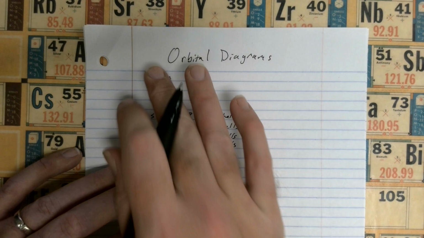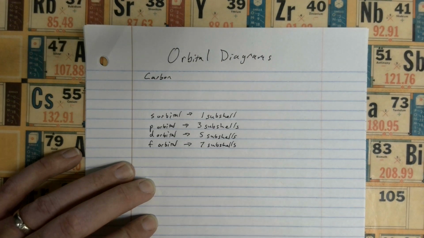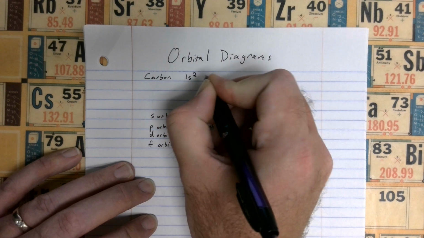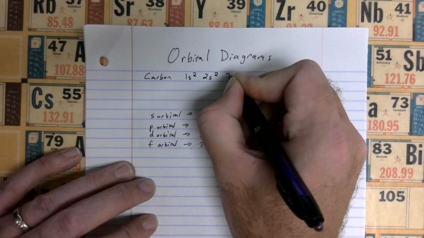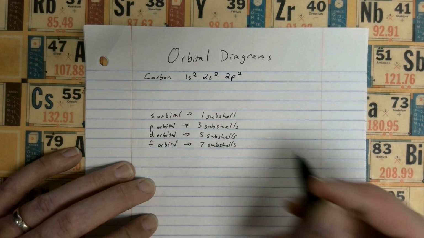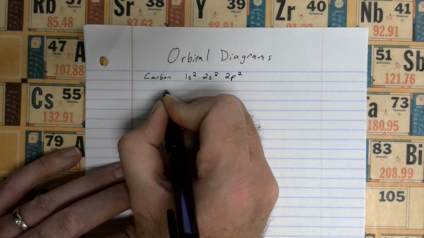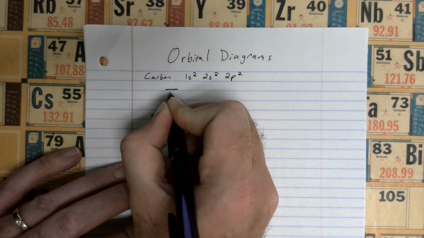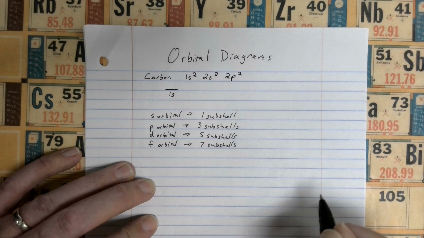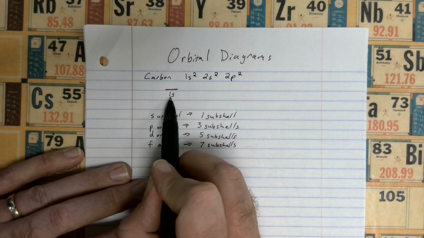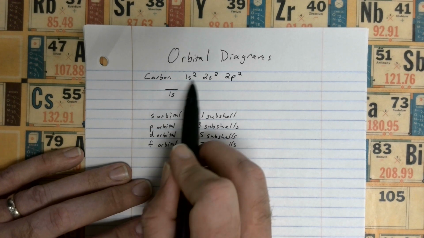So, if I wanted to draw the orbital diagram for carbon, first off, I'm going to write out its electron configuration: 1s2, 2s2, 2p2. Then to draw its orbital diagram, you'll see a lot of different ways of writing these. The way that I like writing them and teach is I draw a line, and under the line I put the orbital. The line will represent the subshell. So it's a 1s orbital, this is the subshell, and there's 2 electrons.